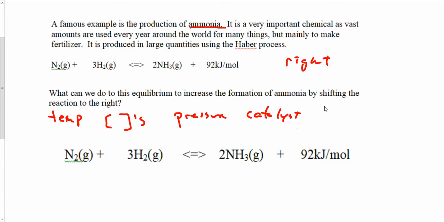I want an iron oxide catalyst. It will be present in order to make the energy barrier from here to here and back and forth smaller. Let's talk about concentration.